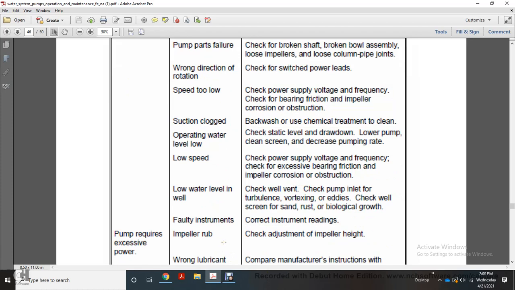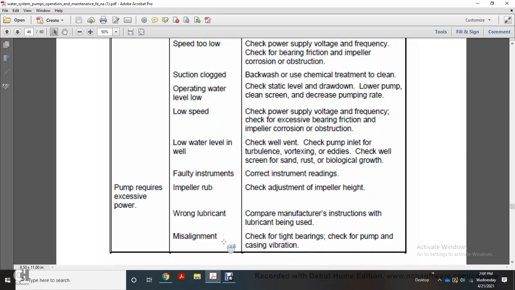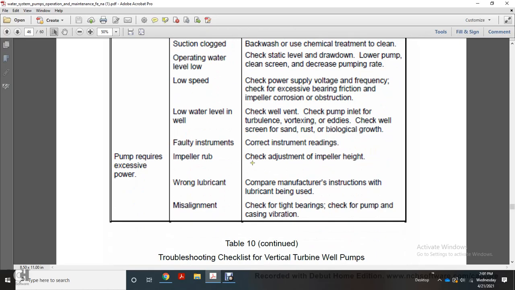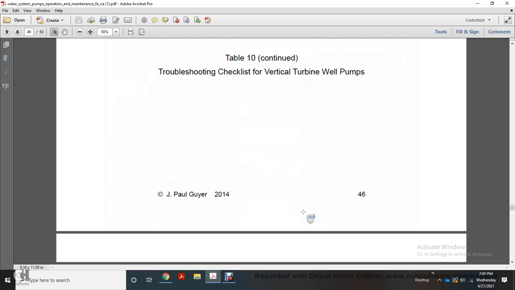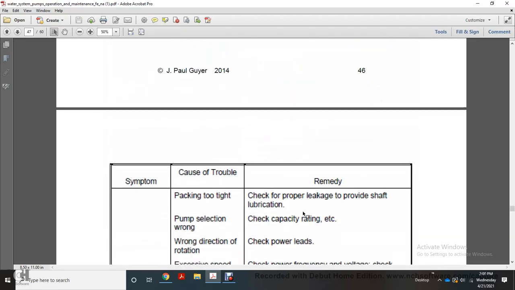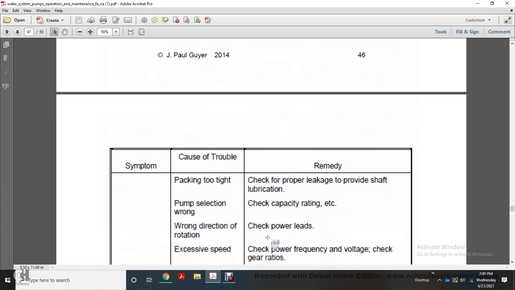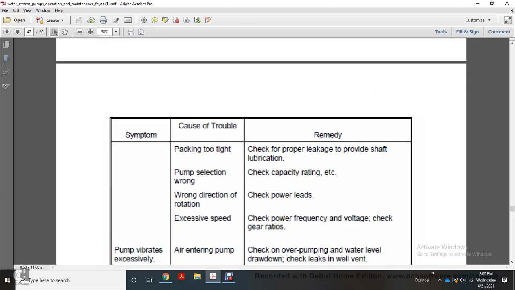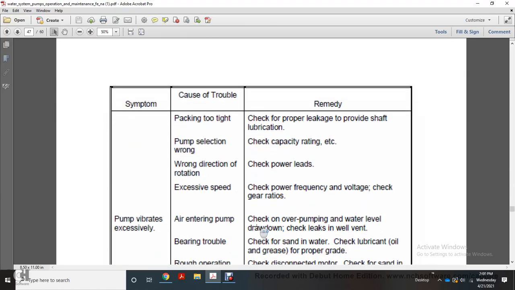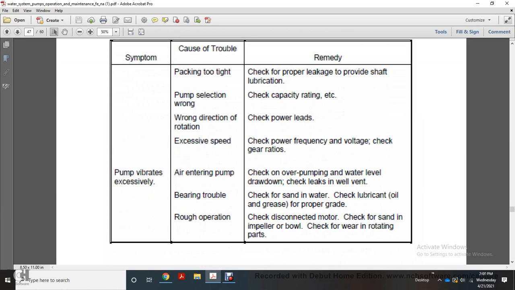Faulty instrument: check the instrument readings. Pump receives excessive power. Next, impeller rub: check the adjustment and impeller height. Wrong lubrication: check the manufacturer's instructions for the lubricant being used. Misalignment: check for tight bearing, check the pump and casing for vibration. Packing too tight: check for the proper leakage of the shaft, lubrication. Wrong pump selection: check capacity rating, etc. Wrong direction of rotation: check power leads. Excessive speed: check power frequency and voltage, gear ratio.